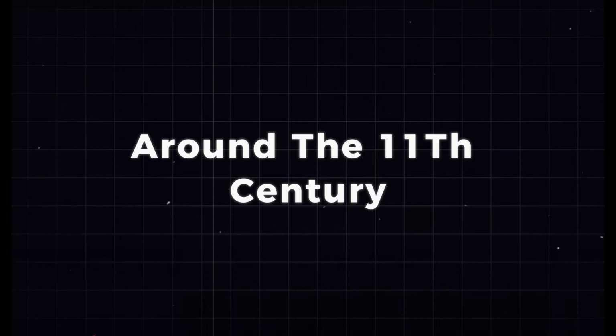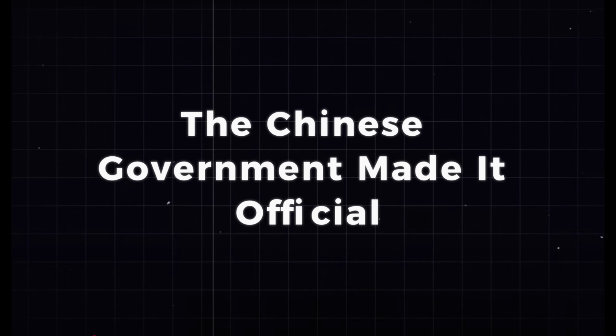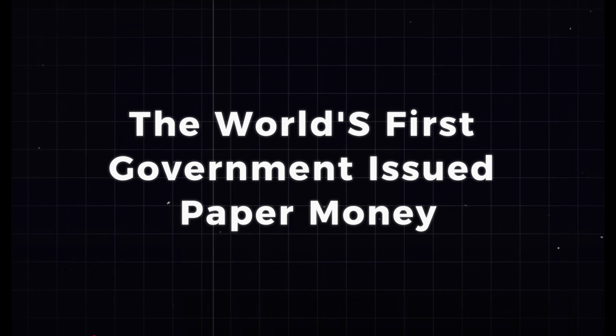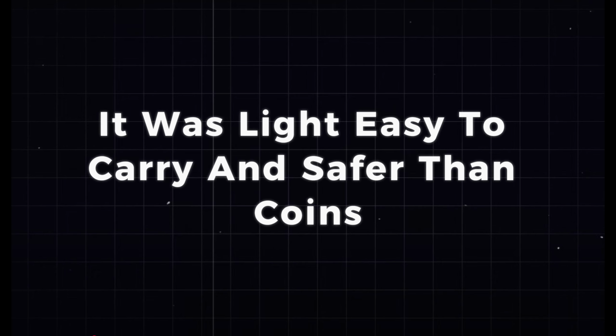By the Song dynasty, around the 11th century, the Chinese government made it official. They started printing xiaozi, the world's first government-issued paper money. It was light, easy to carry, and safer than coins.